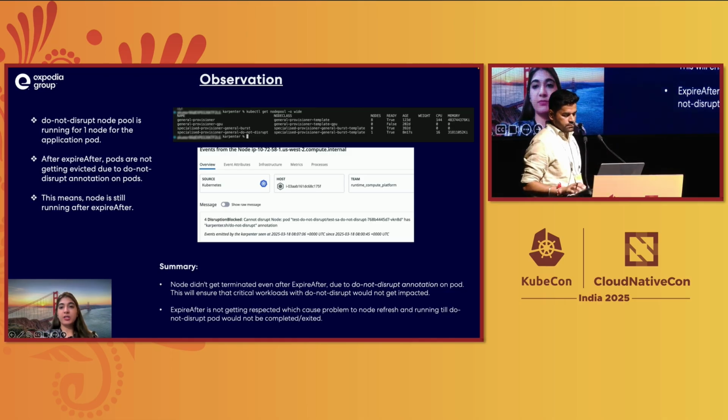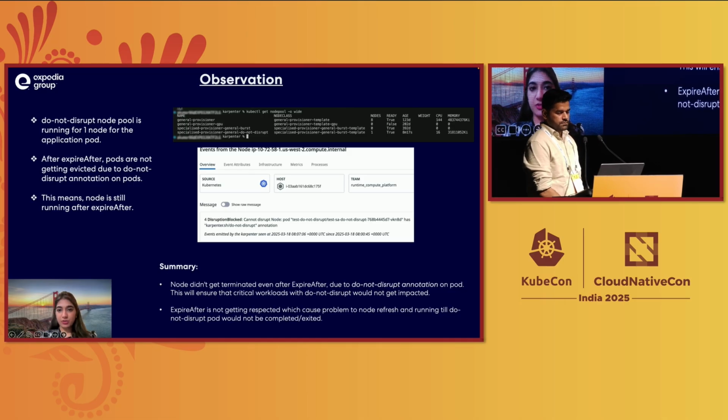But after the expire after duration elapsed, the pod was not evicted because it was carrying the do not disrupt annotation. And as a result, the node remained running even after the configured expiration period. The summary of this test case was that the node did not get terminated after the expire after due to the presence of the do not disrupt annotation on the pod.